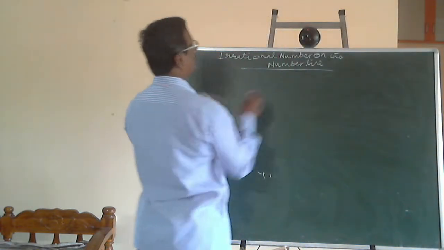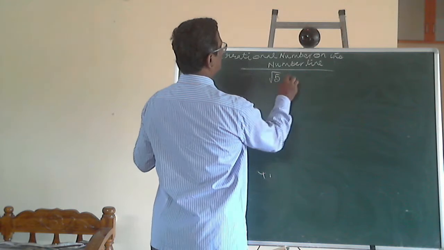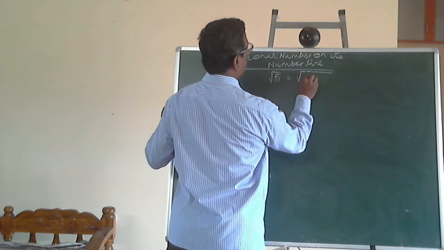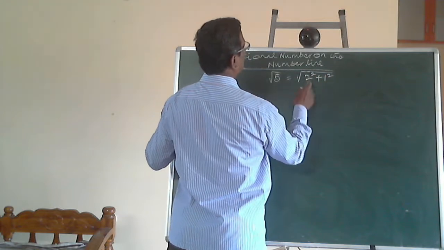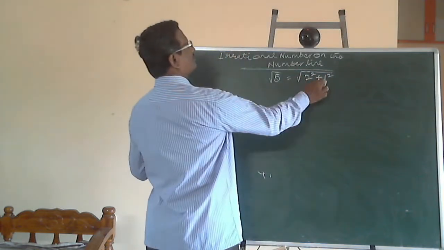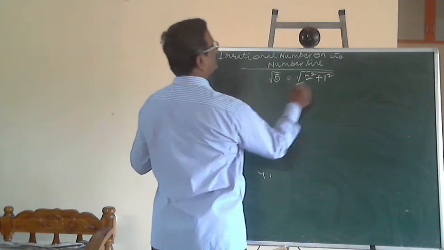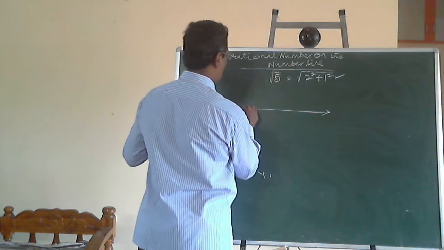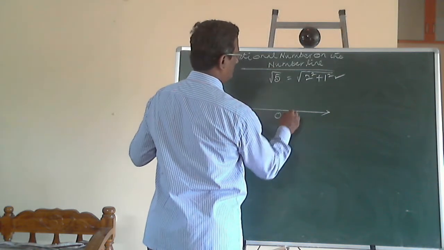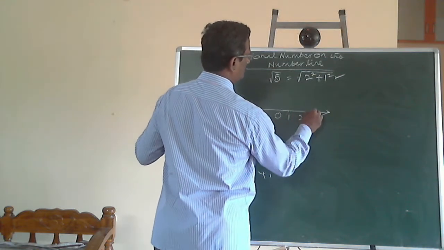For root 5, we can write this in the form of under root 2 square plus 1 square. That is, 2 square is equal to 4, 1 square is equal to 1, 4 plus 1 is equal to 5. Using this, it's possible to draw a number line 0, 1, 2, 3.